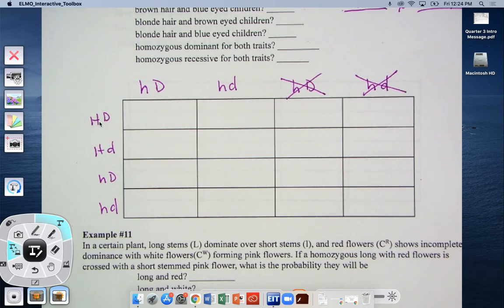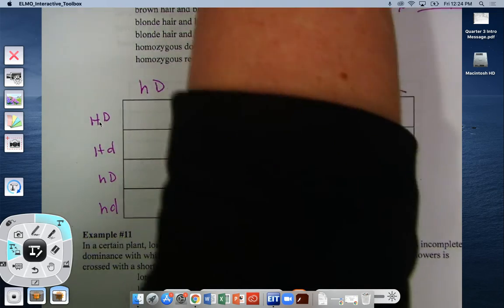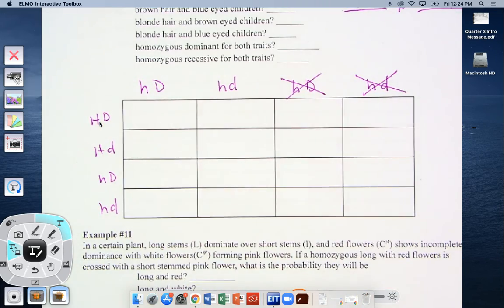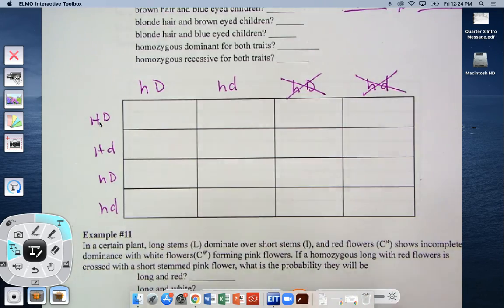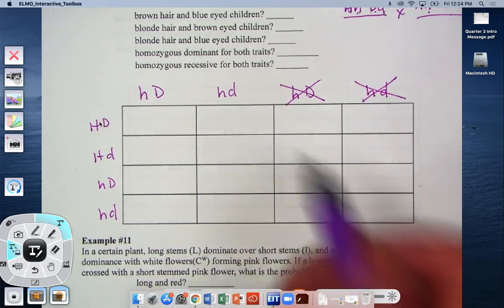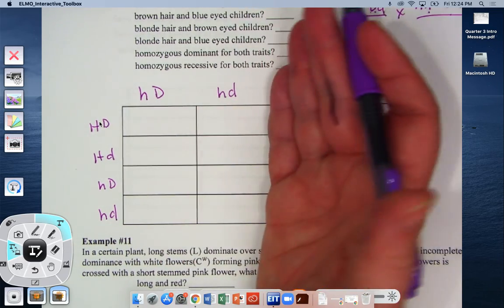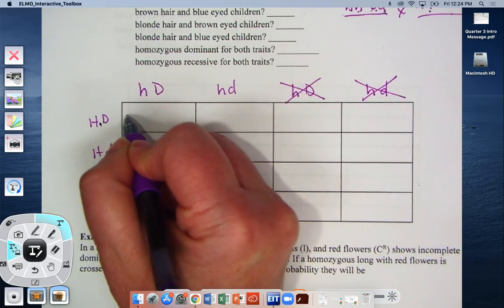So this is a little shortcut. You don't have to do the shortcut. You could fill out all 16 boxes if you want, and I will show you after how, if you filled out all 16 boxes, you would still come to the same answer. But I'm just going to fill out the boxes that I need to fill out, which are these.